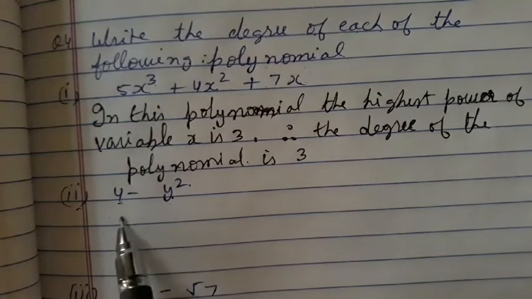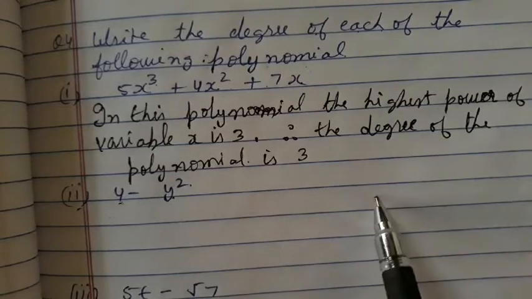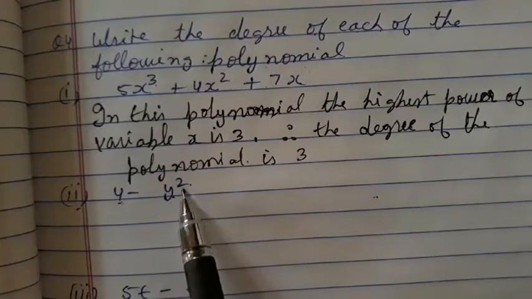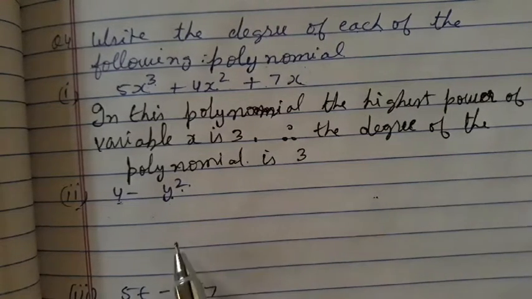Now in the second part, this is the polynomial in the variable y. So therefore in this polynomial the highest power of the variable y is 2. So therefore the degree of the polynomial is 2.